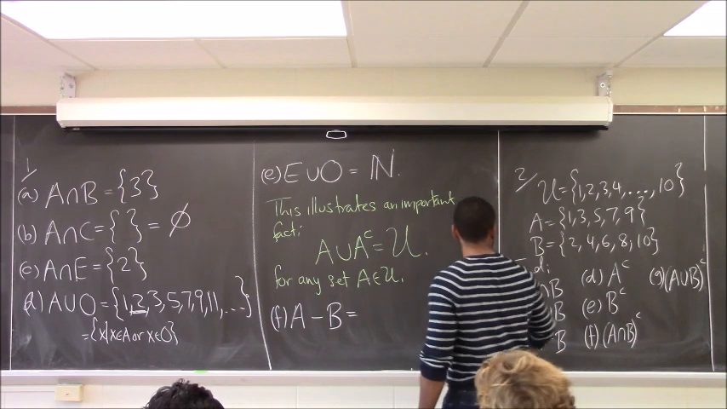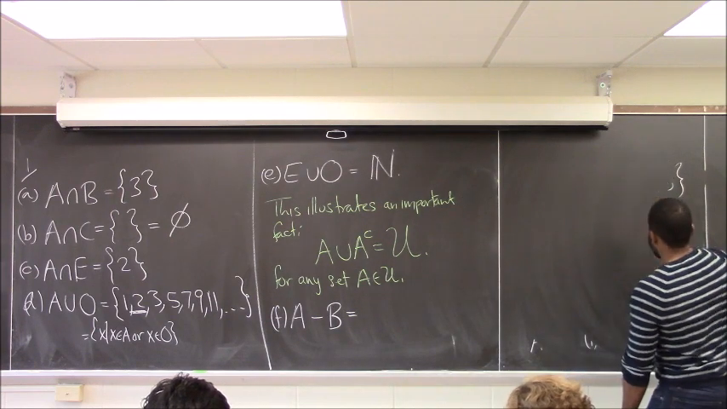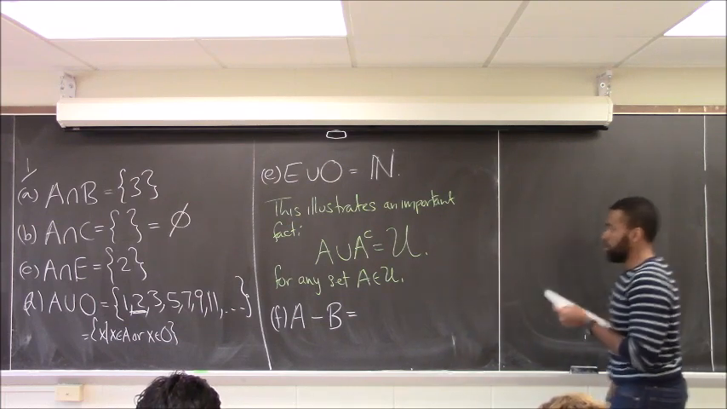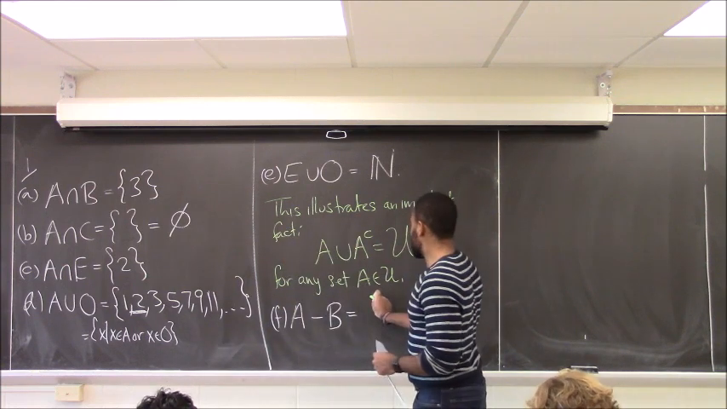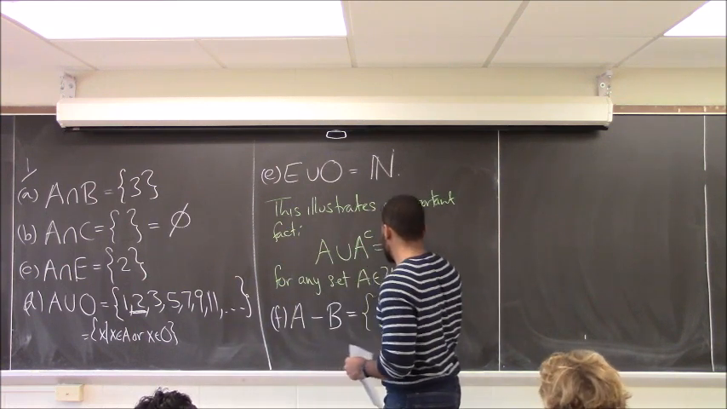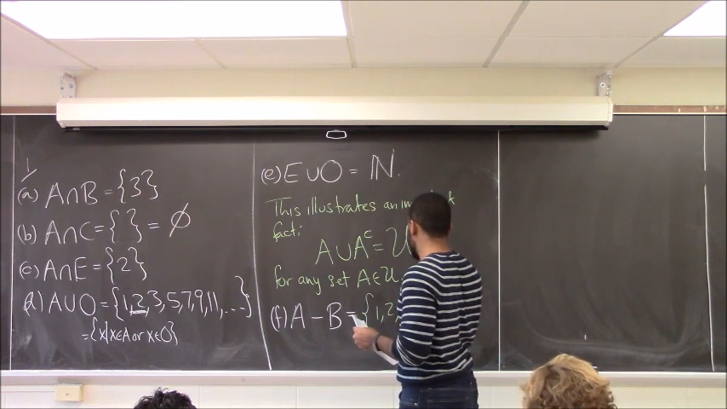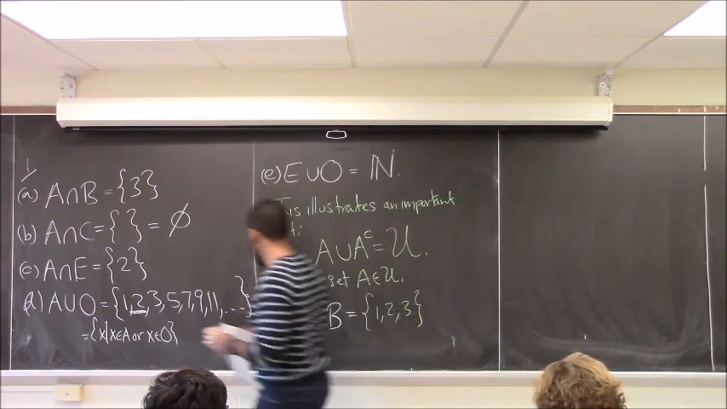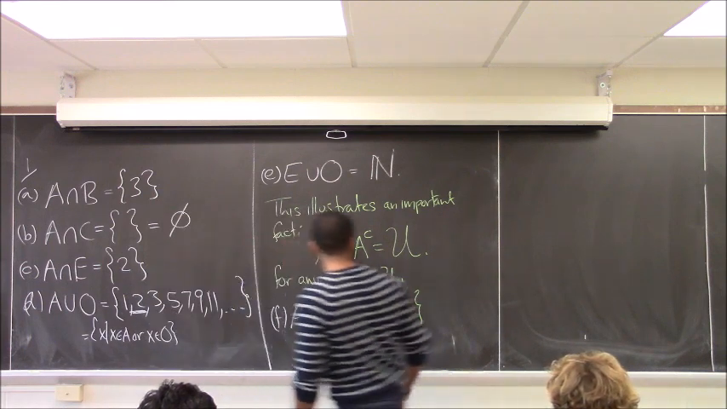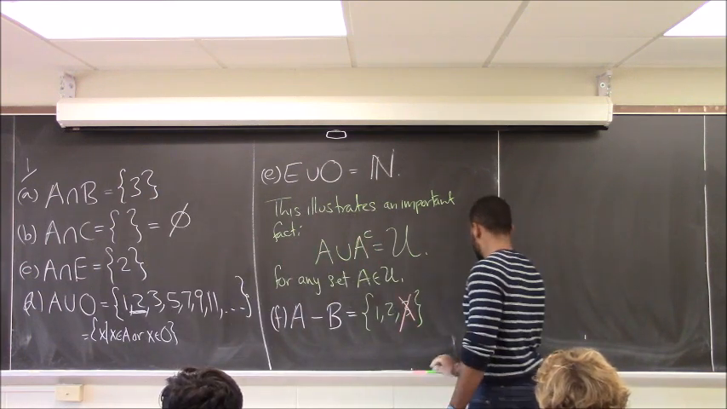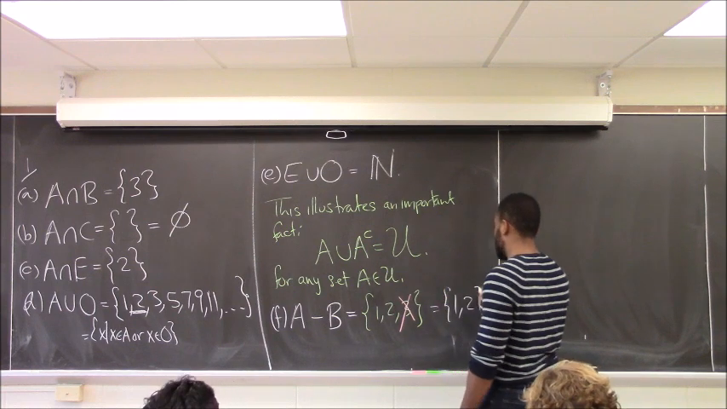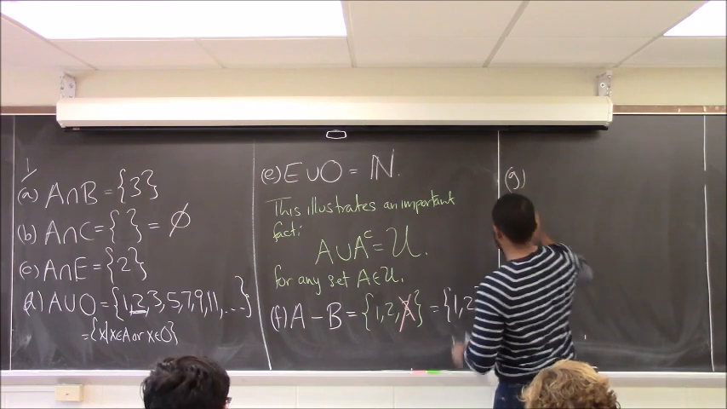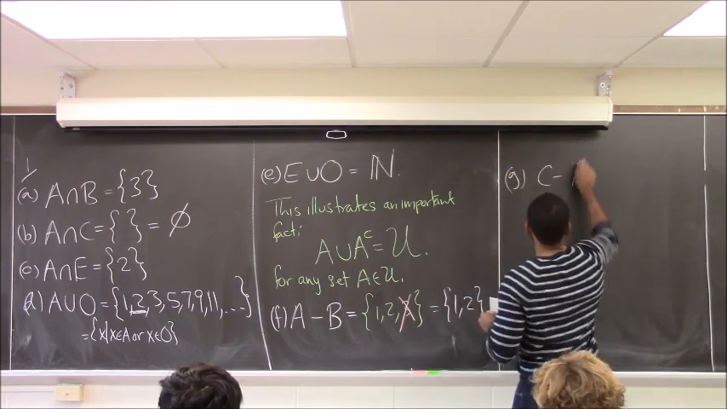What is A minus B? So pretty much I am going to start with the set A, which was the set 1, 2, 3. And what I'm going to do is throw away anyone who's in the intersection, anyone who's also in B. So I'm going to throw this guy away. And so that's going to just be the set containing 1 and 2. G. C minus A.